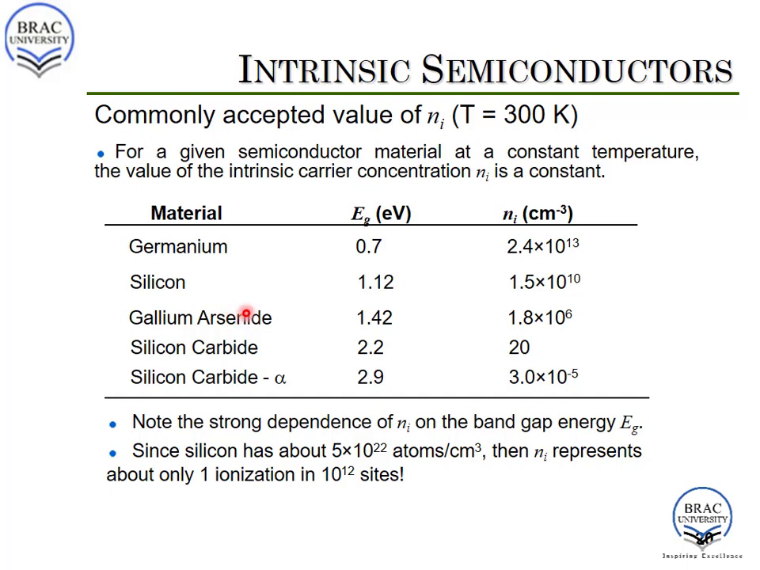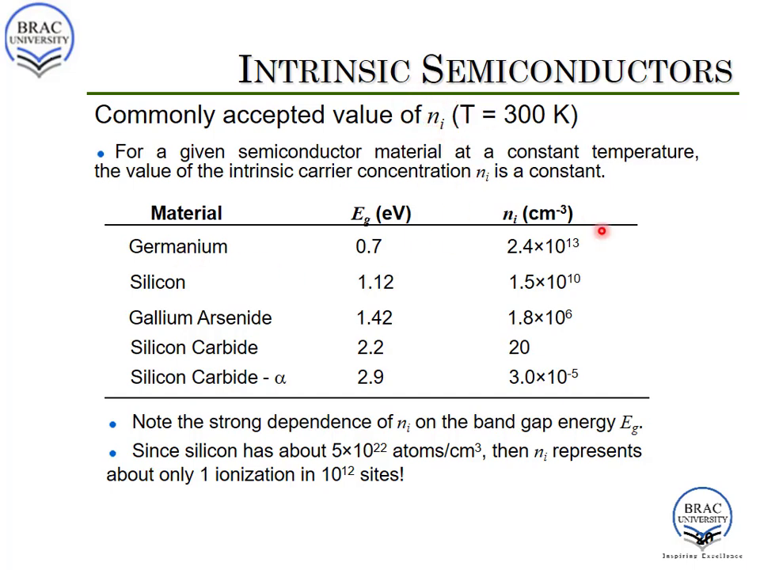Ni is the intrinsic carrier concentration. In the case of an intrinsic semiconductor, the generated holes and electrons carry the charge. Thus they are called the carriers, and the carrier concentration is denoted by Ni.